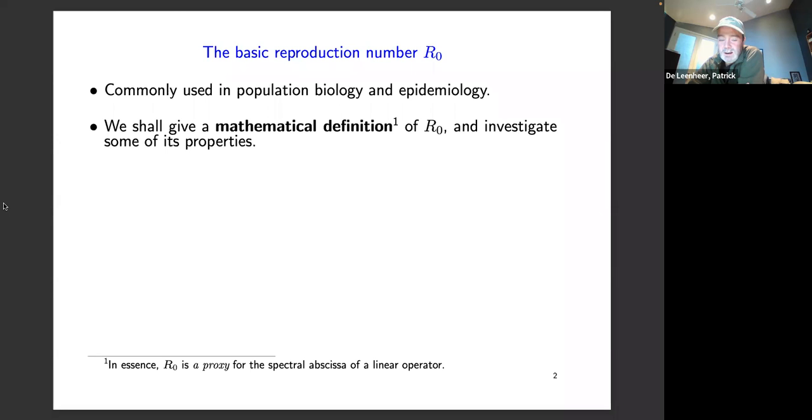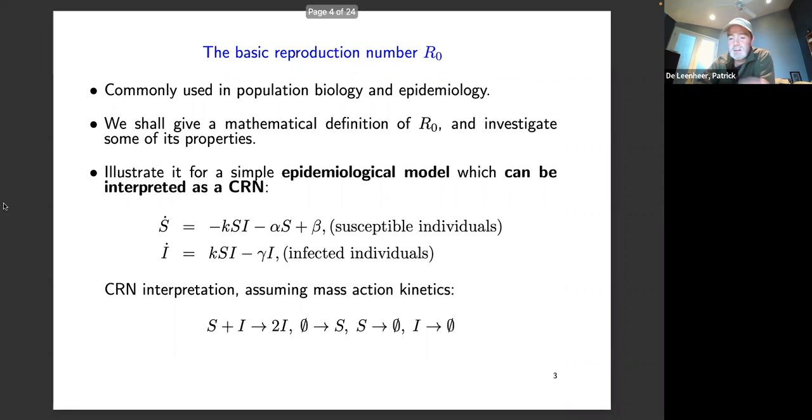And just to frame things without being defining notions. In essence, basic reproduction numbers are proxies for the spectral abscissa of a linear operator. And the spectral abscissa is the real part of the rightmost eigenvalue of a linear operator on Rn. Okay. So if you don't understand this right now, that's fine. I hope to clarify this.